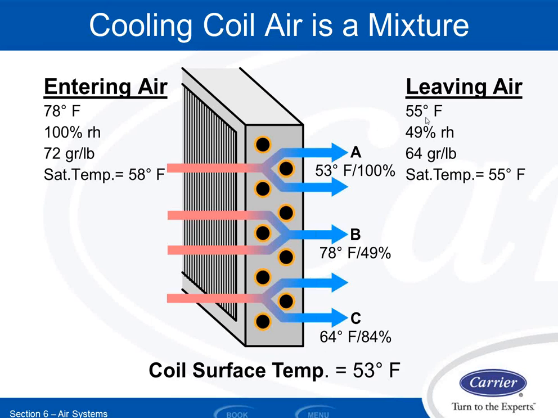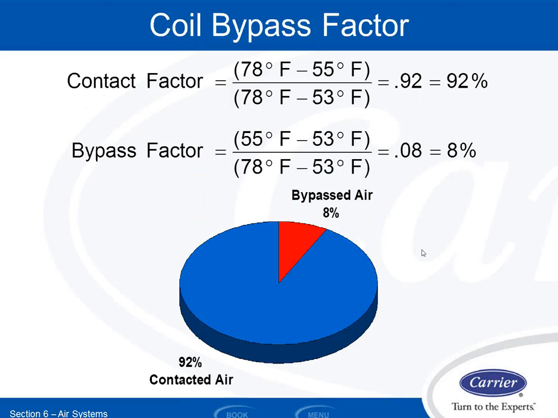If I have fewer fins per inch or fewer rows of coil, in this case I have a 2-row coil, and if I only had a 1-row coil, which would be really dumb, 2 rows is kind of dumb, then I would have an even lower ratio.